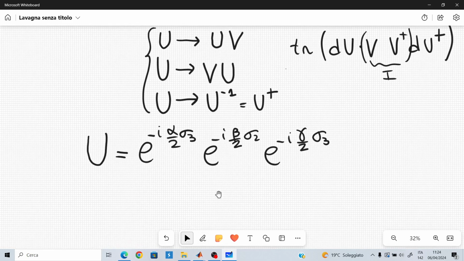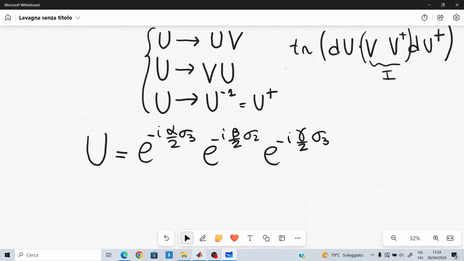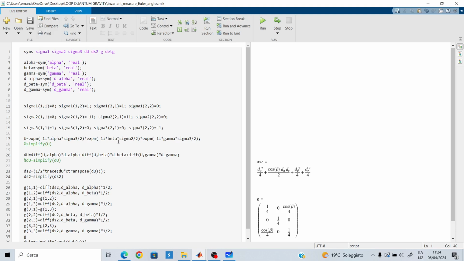And that formula is unnecessary because MATLAB can do it by itself. I have defined the expression here. The exponential of a matrix in MATLAB can be obtained by using the function expm. I have minus i, where i is the imaginary unit, then alpha, the angle alpha, and then I multiply by sigma 3 and divide by 2.